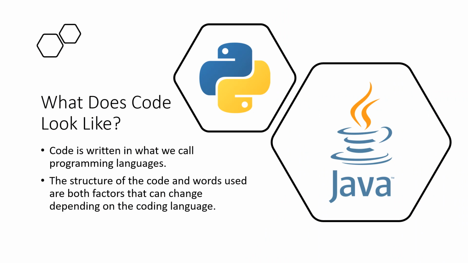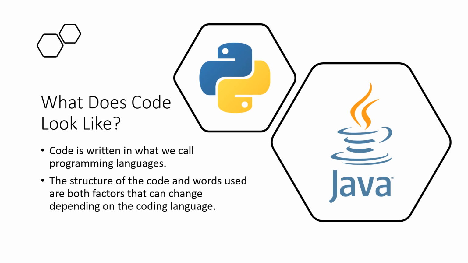What does code look like? Code is written in what we call programming languages. There are many different programming languages out there, and some are much more common than others. For example, languages such as Java and Python are used quite often in coding. Some languages are better for performing certain tasks, which is a big factor when someone decides what coding language to use. Like spoken languages, most coding languages have some similarities and differences that make them unique.